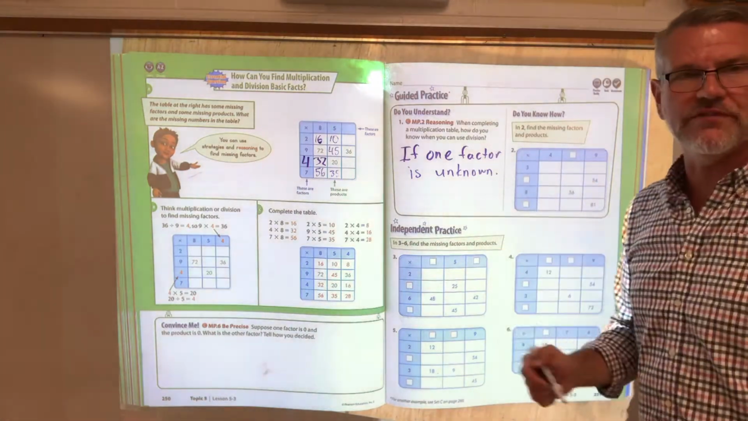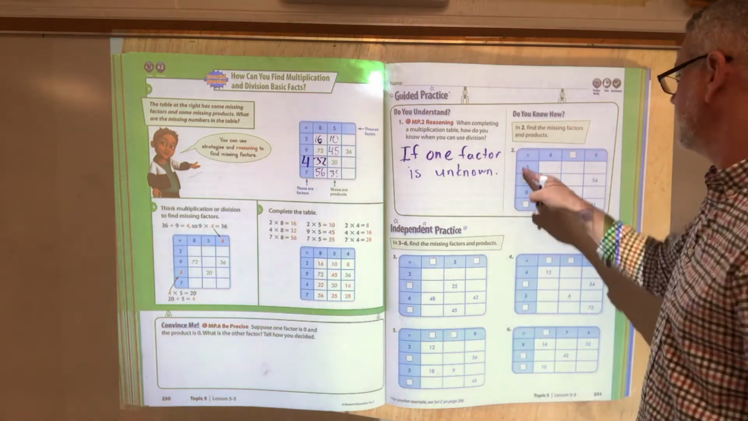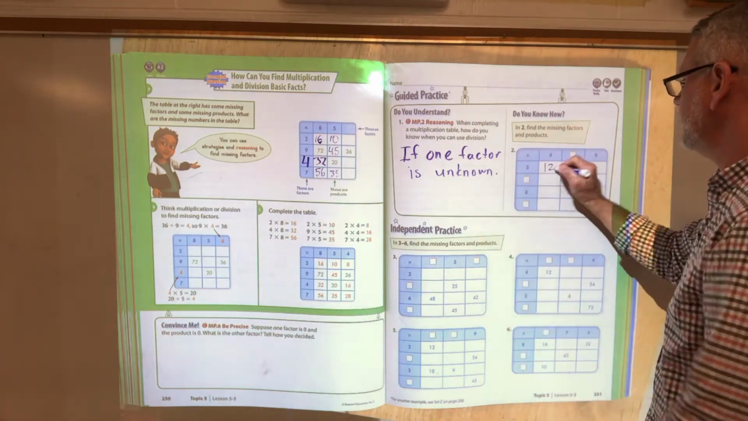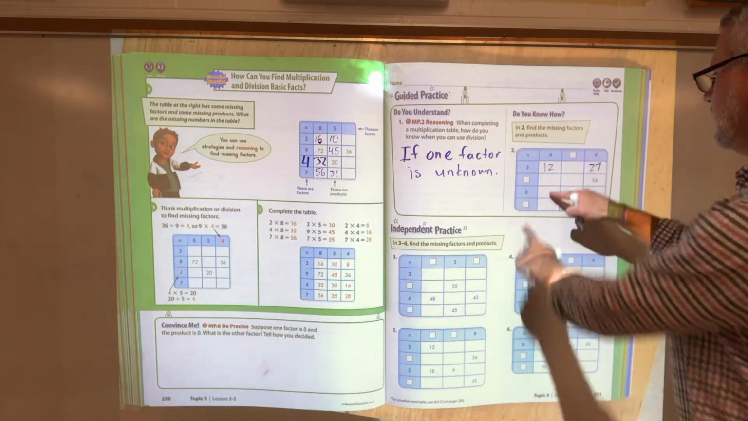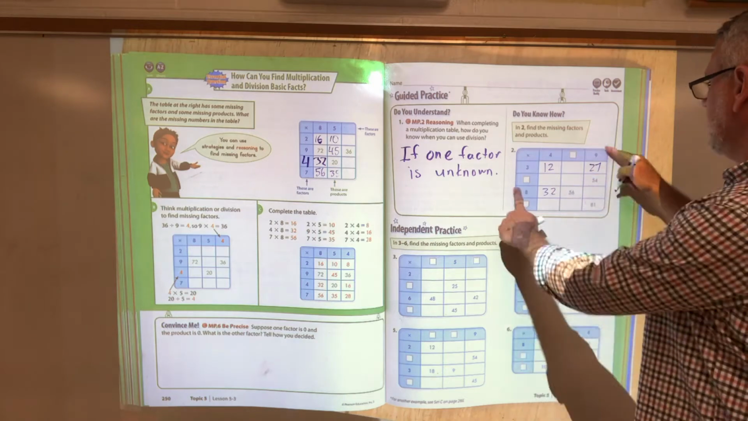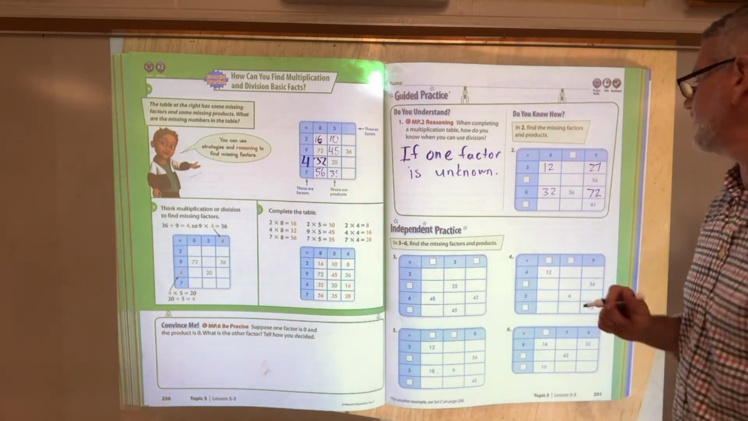All right, let's do one more of these. So let's fill in what we already know. 3 and 4, that's going to be 12. 3 and 9, that's going to be 27. Okay, 8 and 4 is 32. 8 and 9 is 72. So those are the ones we can get right off the bat.